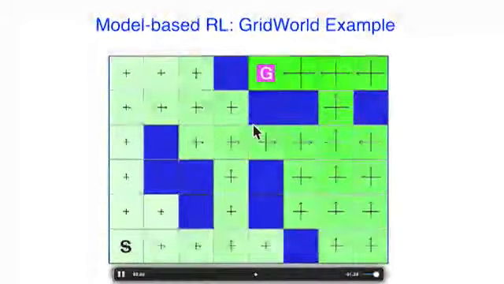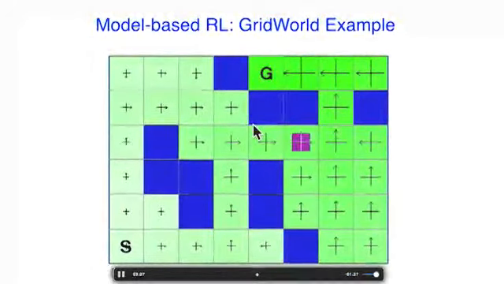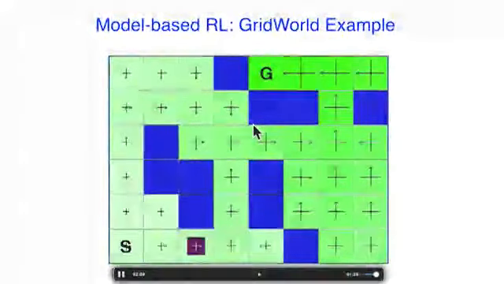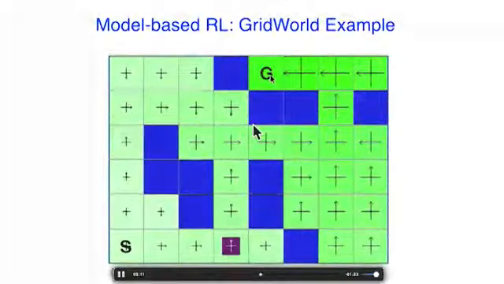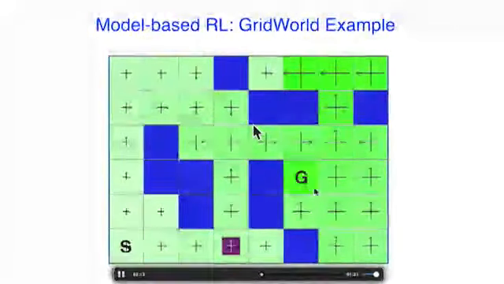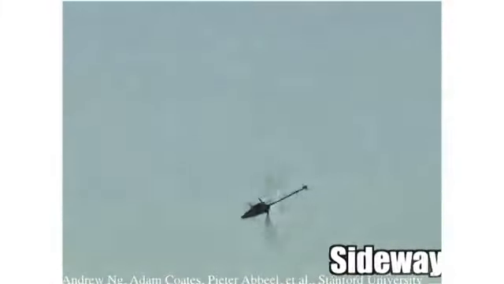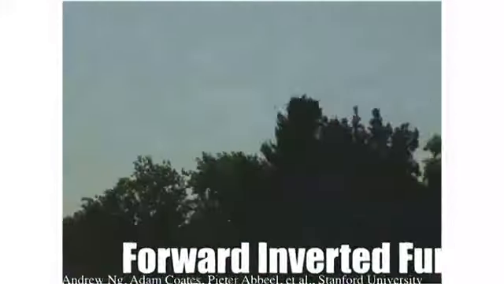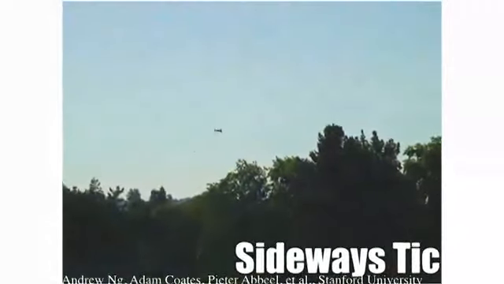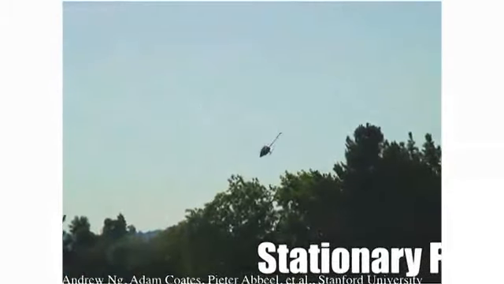But that's just a grid world. You can also do model-based on real-world problems. So the guys at Stanford, Andrew Ng, did model-based with helicopter autopilots. Let me just show you a clip from that. So this thing is flying upside down, and it can just do arbitrary acrobatic maneuvers. It's going to flip.